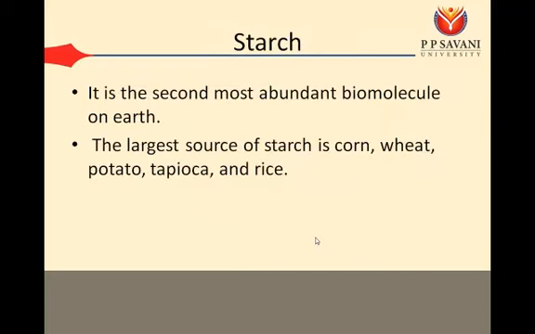So let's see a few examples of polysaccharides. The first example is starch. Starch is a homopolymer. It means it is made up of a single or same kind of monosaccharide or monomer. Starch is the second most abundant biomolecule on the earth, and the largest sources of starch are corn, wheat, potato, tapioca and rice.